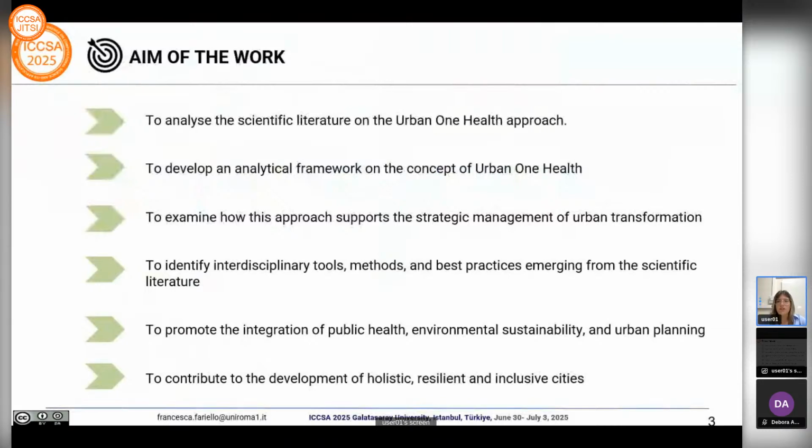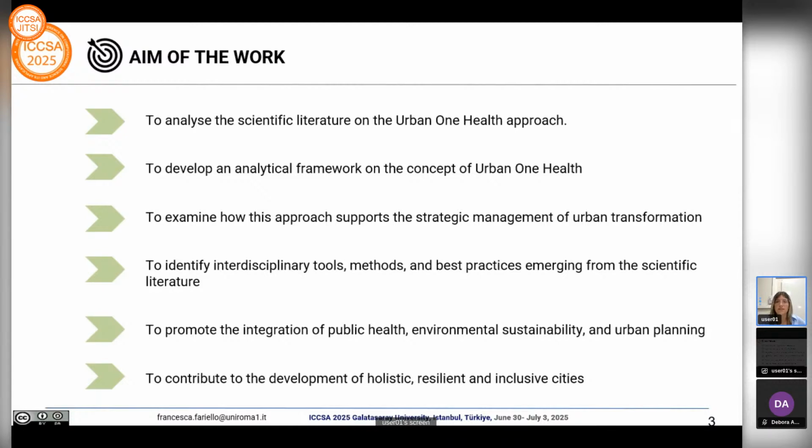And the aim of this work is to define an analytical framework based on the main components of the Urban One Health approach, as discussed in the current scientific literature. In particular, the study seeks to analyze the scientific contributions that have addressed the Urban One Health approach, to define an analytical framework around its core principles and applications, and to examine how this approach can support the strategic management of urban transformation.